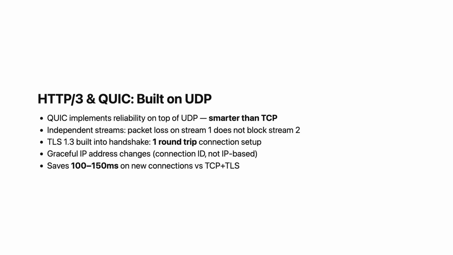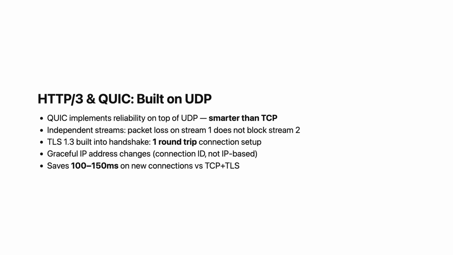So why would you build a reliable protocol on unreliable UDP? Because QUIC implements its own reliability, but smarter than TCP. QUIC implements independent streams. If a packet is lost on stream 1, only stream 1 stalls. Streams 2 and 3 keep flowing. No more head-of-line blocking at the transport layer.